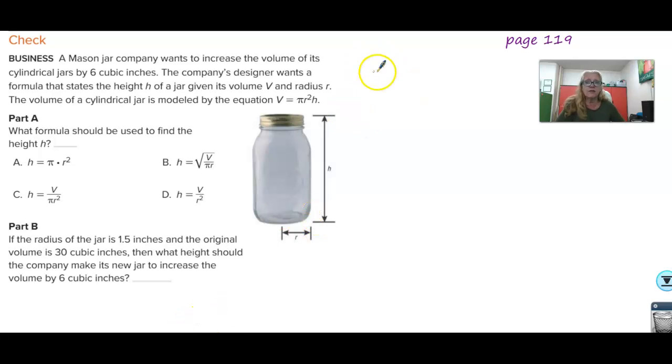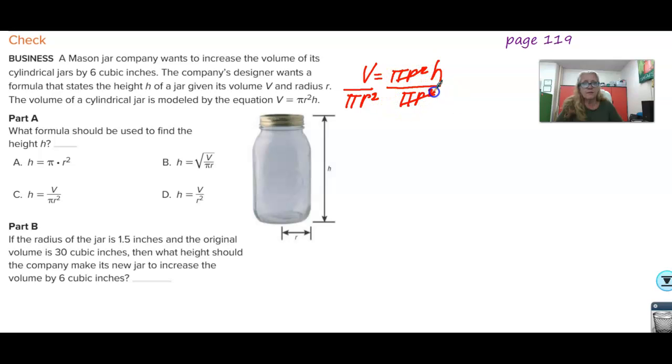If we were solving this for h, we have v equals pi r squared h, and we want h by itself. Well, it's being multiplied by pi and r squared. So what we would do is divide both sides by pi r squared.